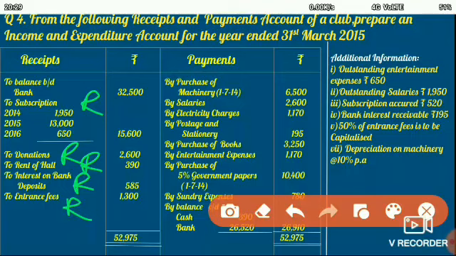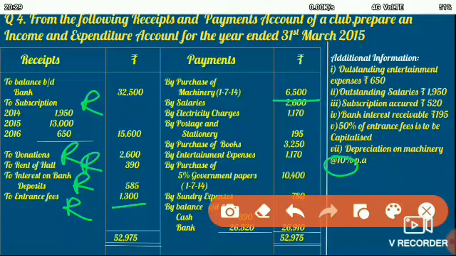It will be 50% revenue nature and half will be capital nature. So we have to take only 50% of 1,300 in our income and expenditure account as entrance fees. Then on the payment side, machinery is of capital nature, but we have to provide depreciation on 6,500 at the rate of 10%.